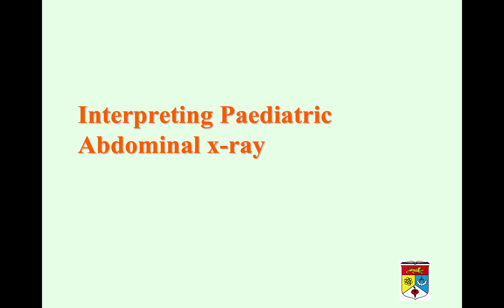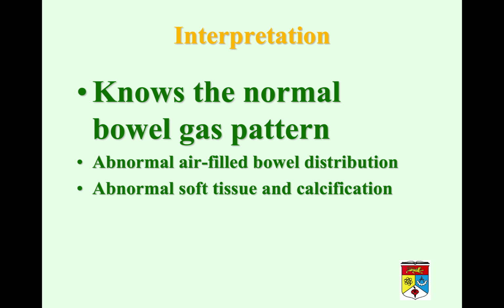So whenever you have to interpret a pediatric abdominal radiograph, you need to know the normal bowel gas pattern. That is basic. Okay, whenever you know what the normal bowel gas pattern looks like, then definitely you will recognize whenever there is an abnormal air-filled bowel distribution, or an abnormal soft tissue, or even calcification.